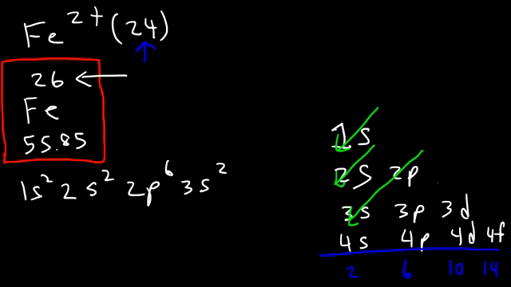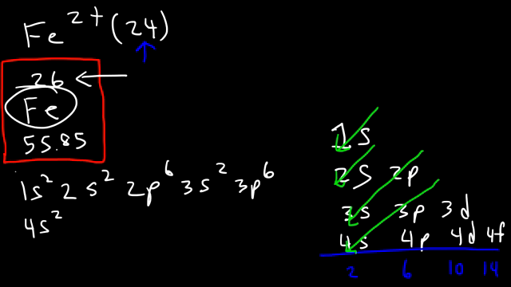Now after 3s, we got to move on to 3p, then 4s. So it's 3p6, and then 4s2. By the way, before you write the electron configuration of Fe2+, it's better if you write the electron configuration of the parent atom, and then from that write the electron configuration of the ion. So I'm going to focus on 26, and then I'm going to adjust it to 24.